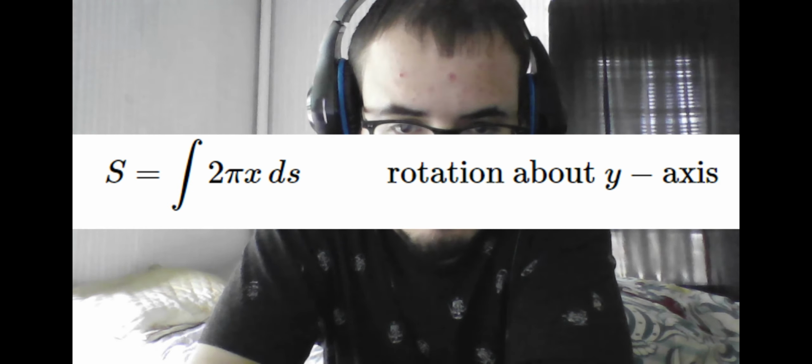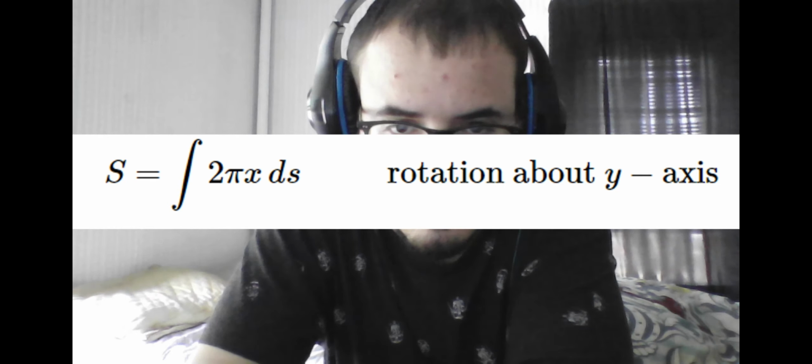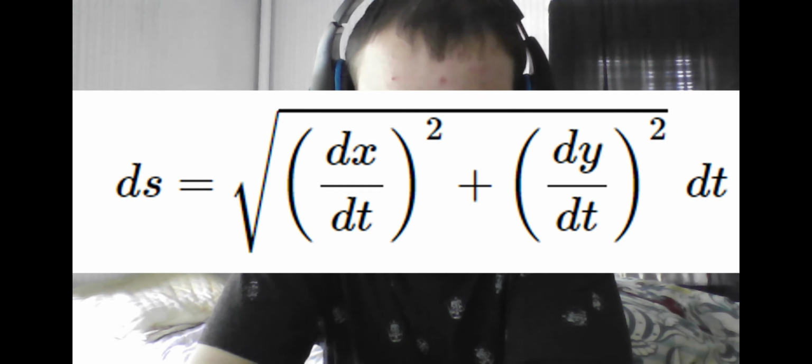We remember we found in the previous video that the arc length of a parametric curve is the square root of change of x with respect to time squared plus change of y with respect to time squared, and then all that in the square root times change in time. So we simply plug this in for the surface area integral.